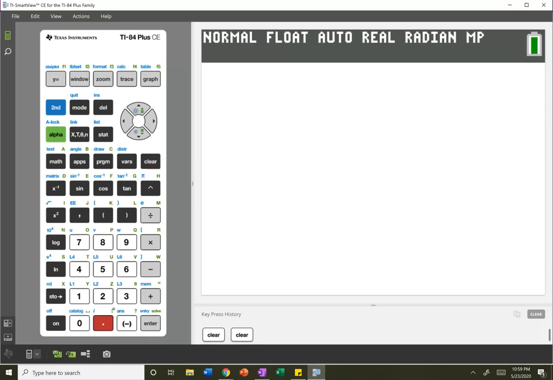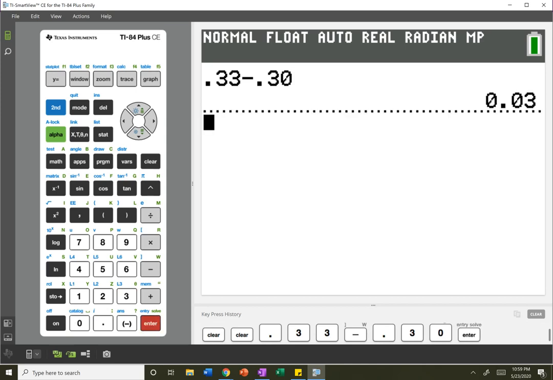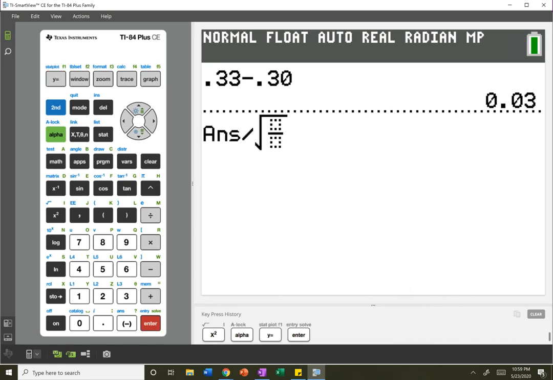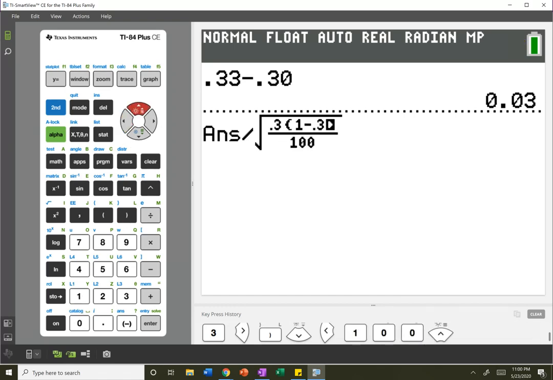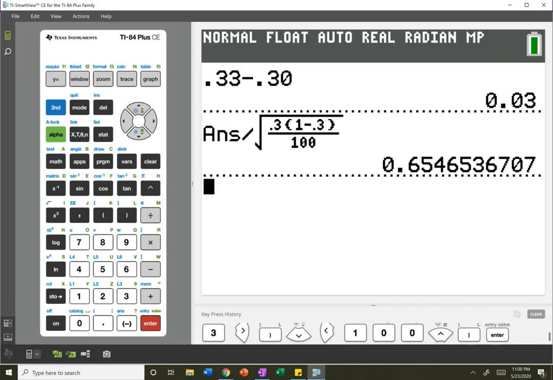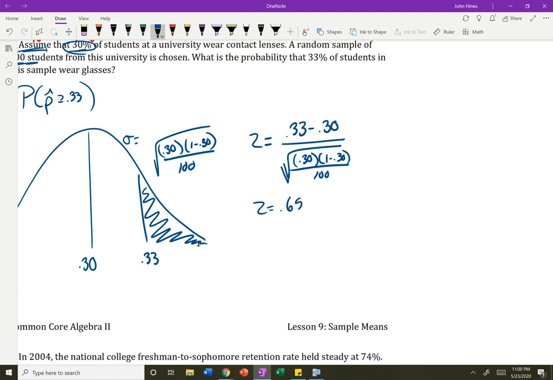So I'm going to go to my calculator. 0.33 minus 0.30 divided by the square root of a fraction. What was that fraction? 0.3 times parentheses 1 minus 0.3, over the sample size, which was 100. So I found the difference divided by the standard deviation, and this is going to give me a z-score. I have a z-score of 0.655.